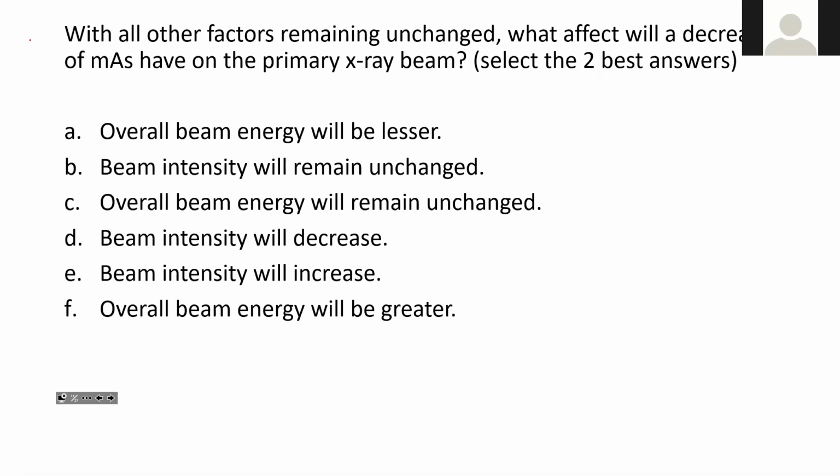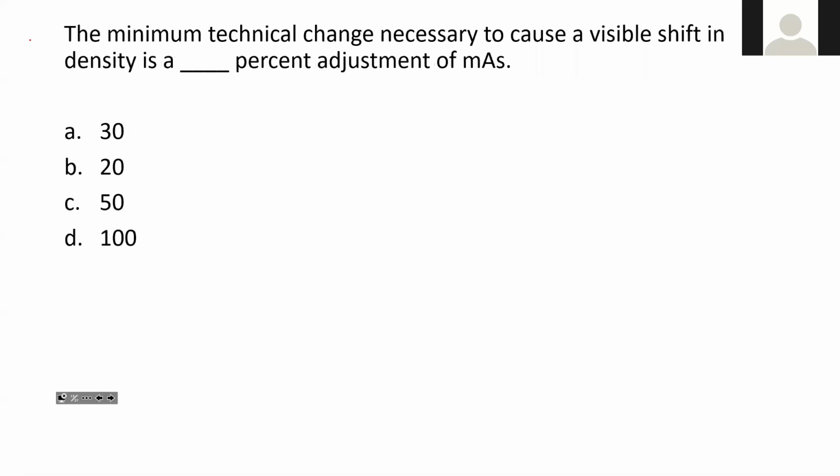With all other factors remaining unchanged, what effect will a decrease of mAs have on the primary beam? Okay, if we decrease the mAs, what's going to happen to the intensity of the primary beam? It's going to decrease. What's going to happen to the energy of the beam? Nothing. This is just a rote memorization one. This is a rule of thumb. The minimum technical change necessary to cause a visible shift in density is a blank % adjustment of mAs. 30% to get a 20% shift.